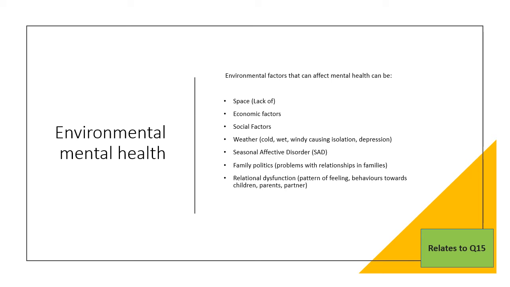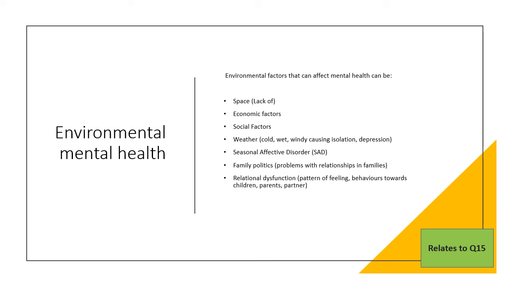So environmental factors that can affect mental health could be, for example, space, so having a lack of space, economic factors, social factors, the weather, so if it's cold, it's wet, it's windy, causing isolation, depression, seasonal affective disorder, which sometimes is known as SAD. So some people, they prefer the sunshine and the warmer weather as opposed to the cold weather and the winter time.